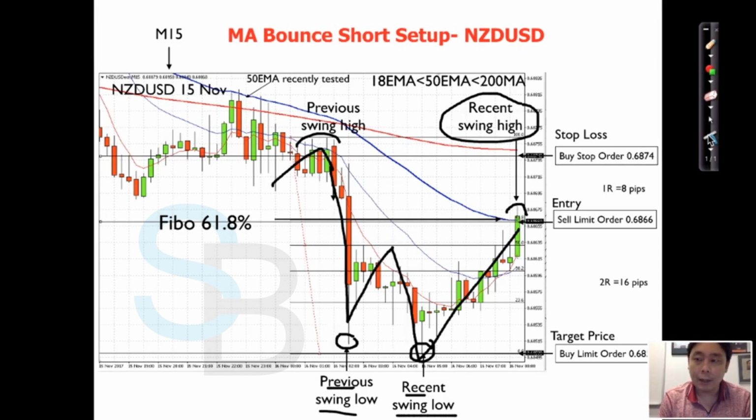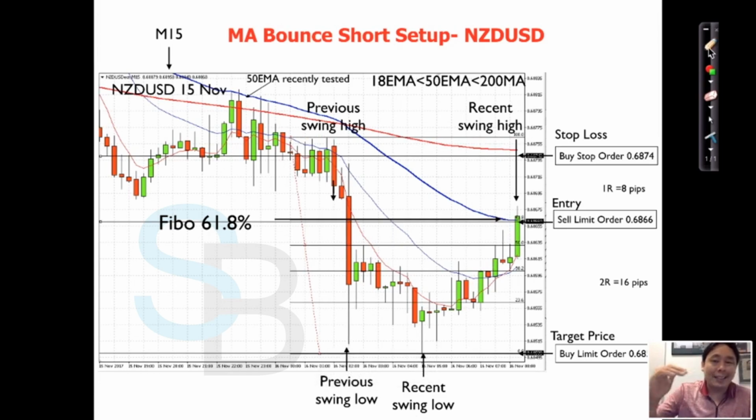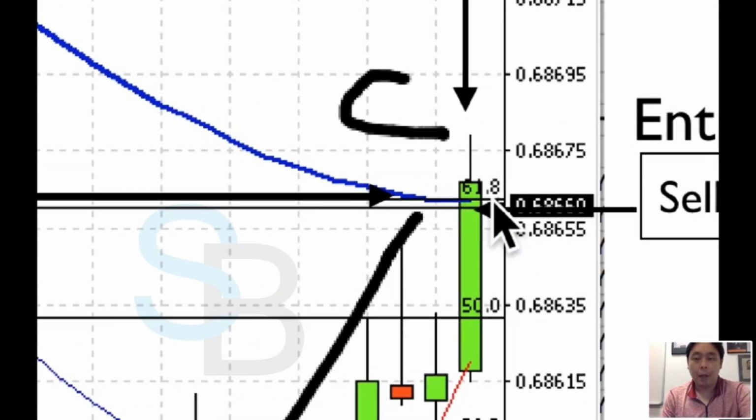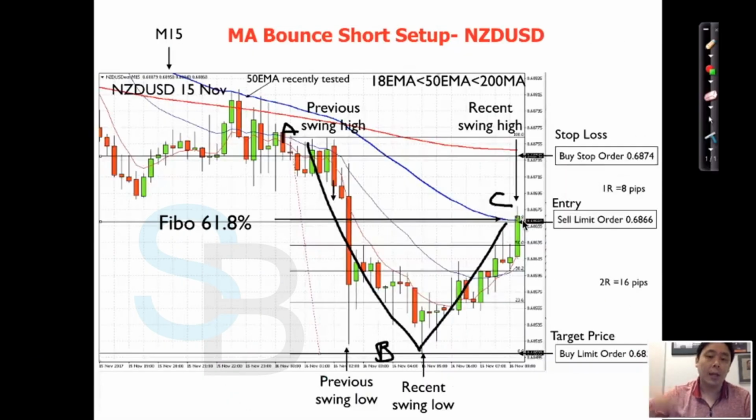Okay. Now, in addition, like I said, if our 50 moving average coincides with a Fibonacci resistance level, that gives us more confidence. So again, if you take this as the start of the downtrend wave, A to B to C, right? So use your Fibonacci tool, click A, drag to B, and you can see that it retraces to 61.8, which is exactly at the Fibonacci level. So that gives us even more confidence that this will be a resistance.